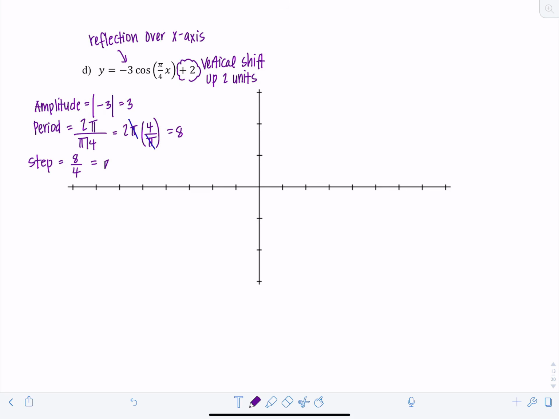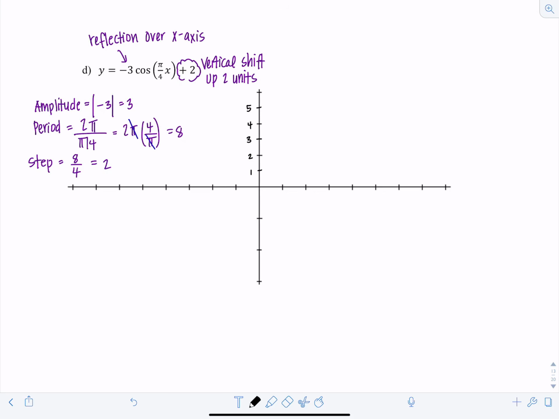So when you're labeling, you're not going to have multiples of pi. It's just going to be 2. Right, you're going to count by 2s. Okay, and then we're going to shift up 2 units. So what you want to do is set yourself up, since we're shifting everything up 2 units, and the amplitude is 3, so I'm going to have to go all the way up to 5. So I'm going to label this by 2. So this is 1, 2, 3, 4, 5.